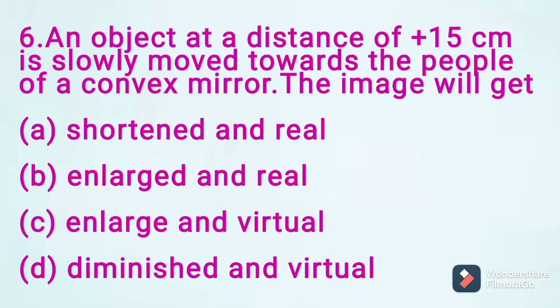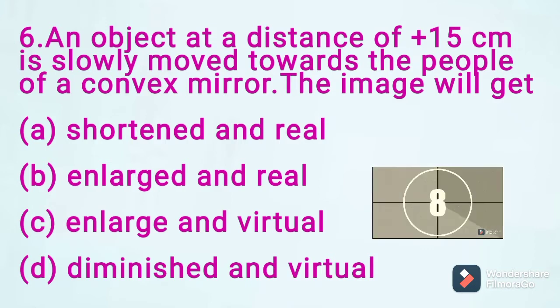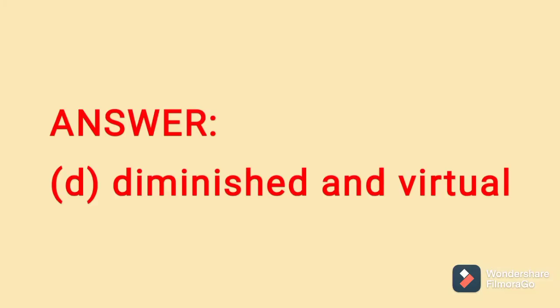Sixth question. An object at a distance of plus 15 cm is slowly moved towards the pole of a convex mirror. The image will get: option A shortened and real, option B enlarged and real, option C enlarged and virtual, option D diminished and virtual. And the answer is option D, diminished and virtual.